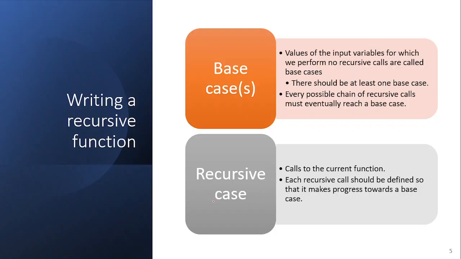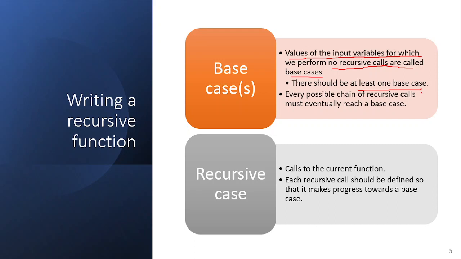Now, when you're writing a recursive function, we talked about this, you need to have a base case. What are base cases? Values of the input variable for which we perform no recursive calls are called base cases. We can have one base case or multiple base cases. In the case of the factorial function, say we have one base case: the factorial of 0 is equal to 1. For the base case, we don't need to call that function again. We know the value of the function. There must be at least one base case.